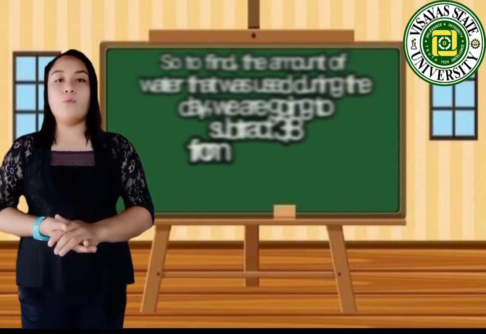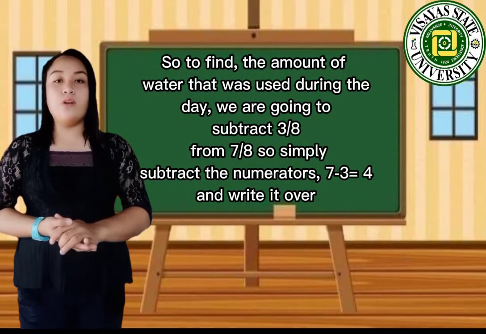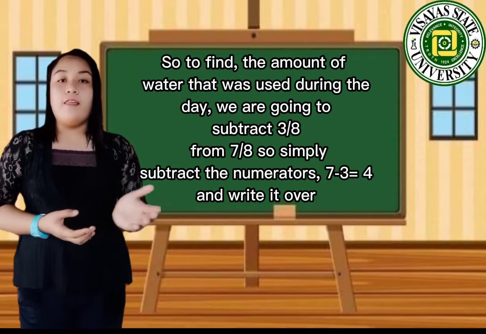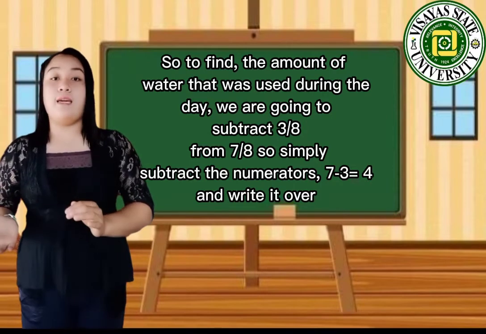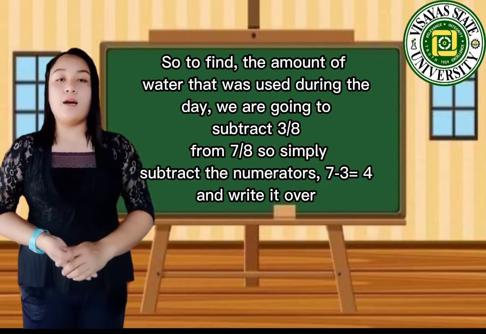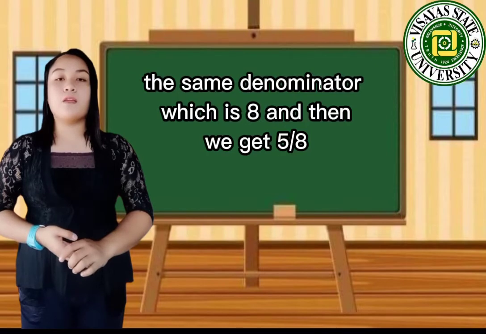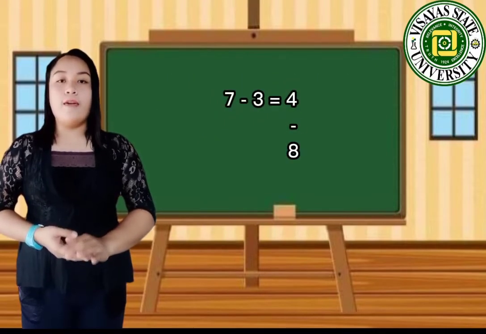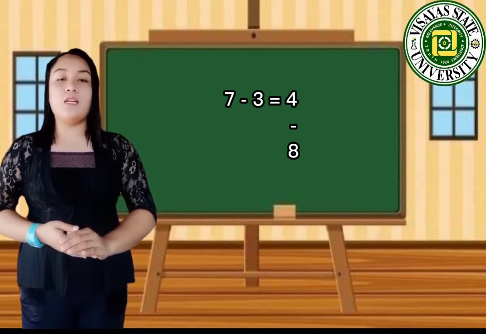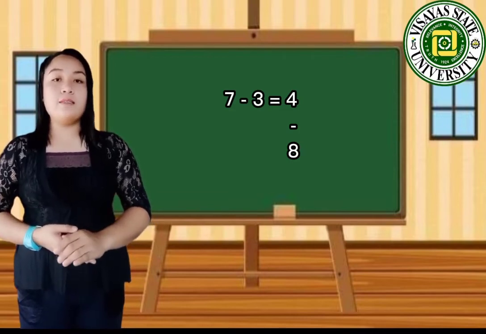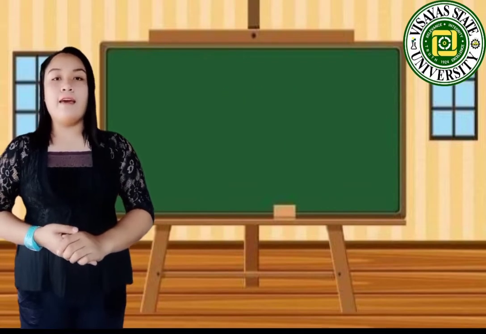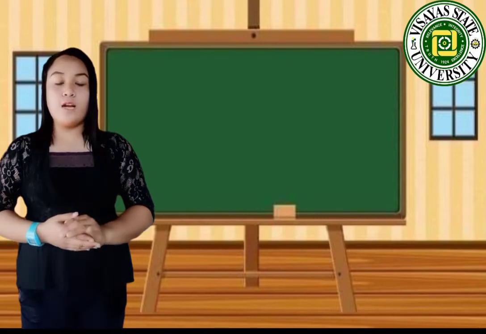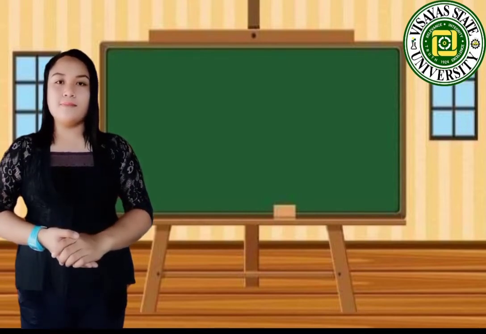So to find the amount of water that was used during the day, we are going to subtract 3/8 from 7/8. So we simply subtract the numerators. 7 minus 3 equals 4, and write it over the same denominator, which is 8, and then we get 4/8 or 1/2.